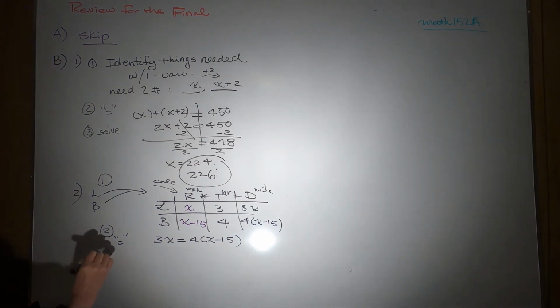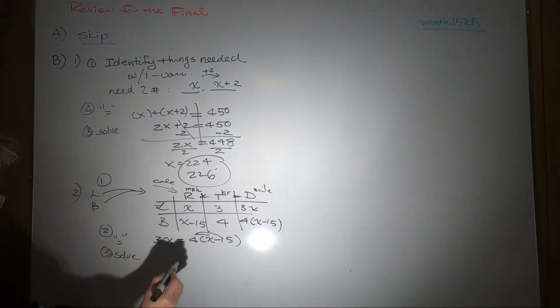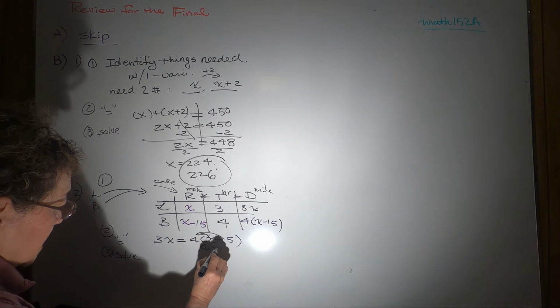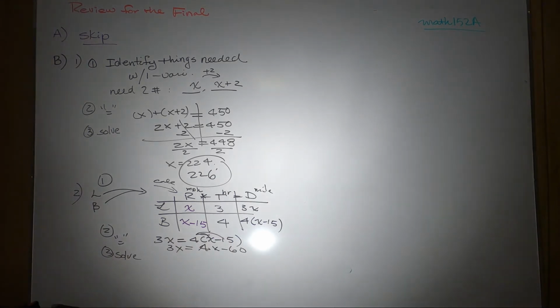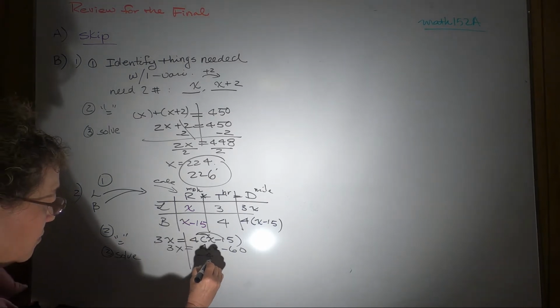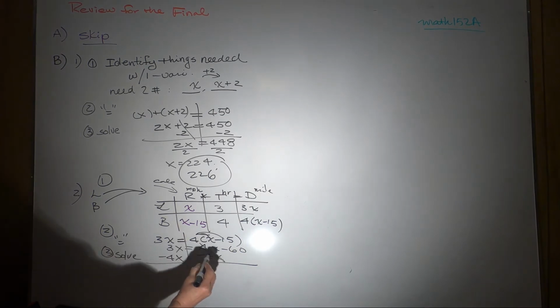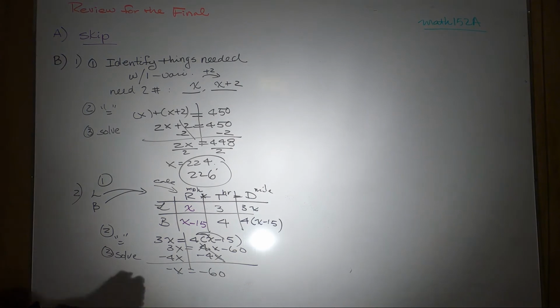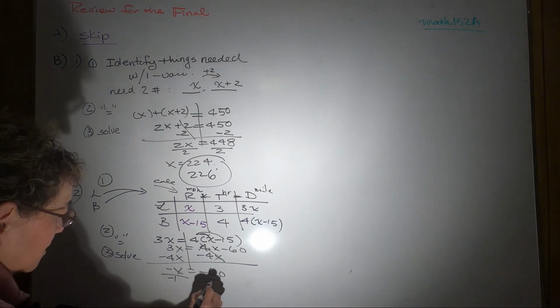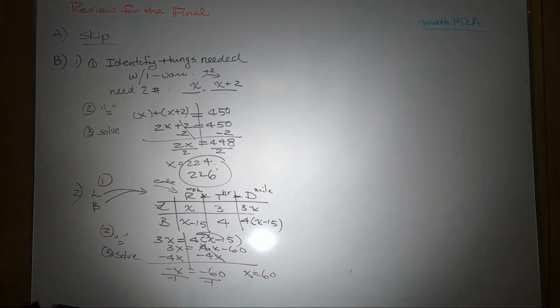Then third step, we will solve it. So we distribute, so that would be 4x minus 60, that would be 3x, right? Then move your variable to another side. So what do we have? Negative x equals negative 60. So what's your x? Divide by negative 1, x is 60. What is 60? Dollars? Goats?